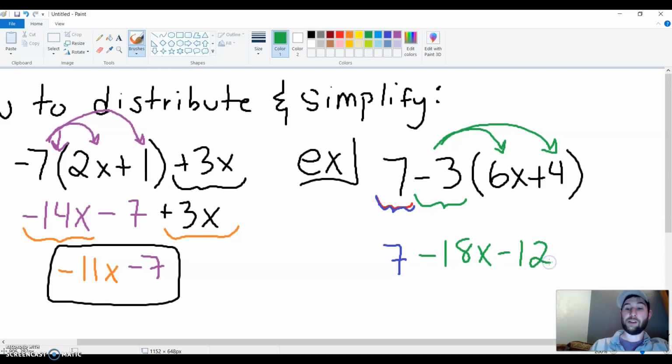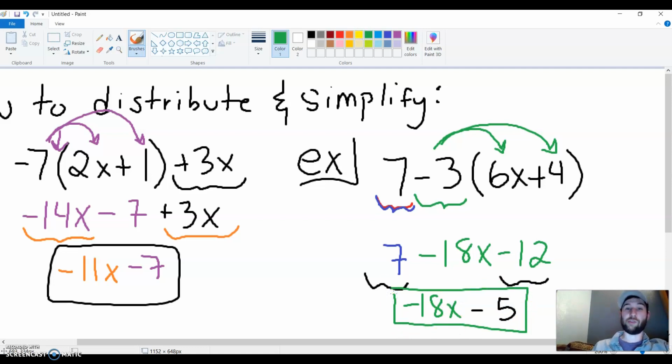And here, just like in the last problem, we have to add, subtract our like terms. And our like terms in this case is the 7 and the -12. And so 7 minus 12 is -5. And then the -18x minus 5 is the answer you're looking for.